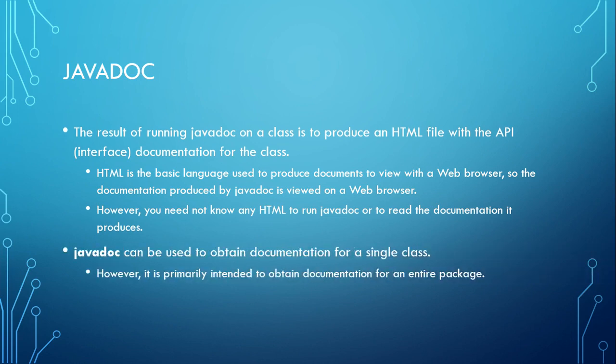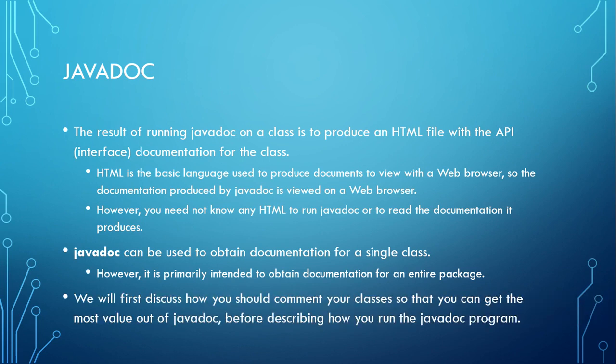JavaDoc can be used to obtain documentation for a single class. So if you wanted to document just a class, you could. However, typically it's used to obtain documentation for an entire package. So if you have multiple class files, you have them all in a package, that's what you're documenting. We'll first discuss how you should comment classes so you can get the most value out of JavaDoc, and then how you run the JavaDoc program.